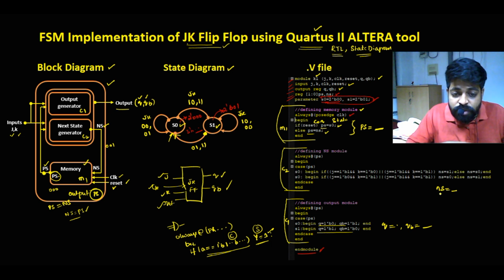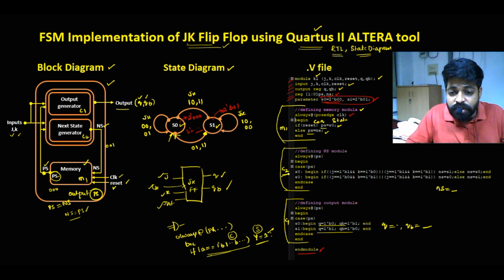So here we define what happens to the ns, what happens to the ps, and what happens to the Q and Q bar, because these are the three possible outputs for the three combinations, three blocks. Coming to the always statement, here we are using the positive edge of clock. When the positive edge of clock is given to this memory module, the memory module does its function. In a similar fashion, I will define combinational circuits 2 and 1.